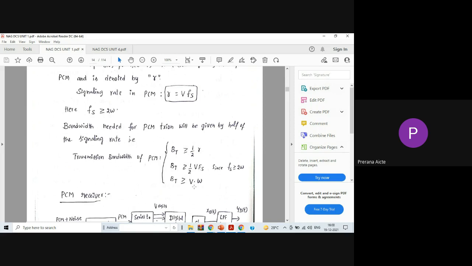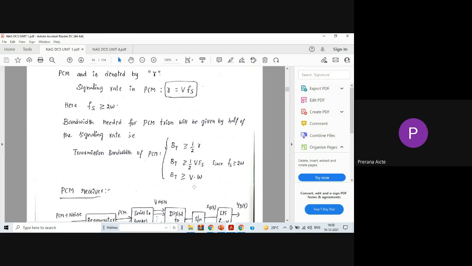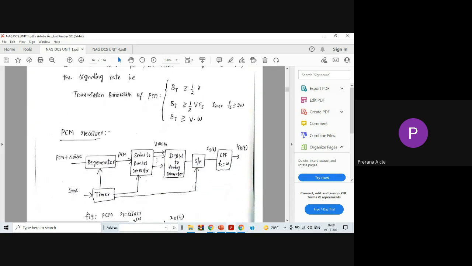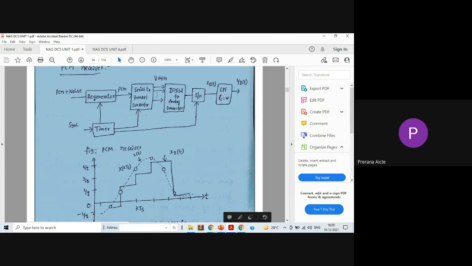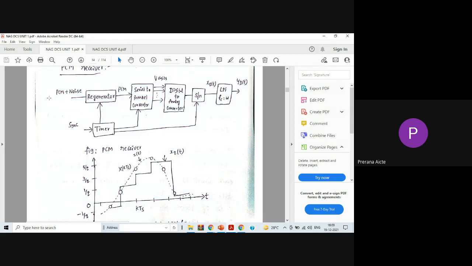What is that? The pulse code modulation transmitter part. Now we see the pulse code modulation receiver. What are the main components present in the pulse code modulation receiver? The first component is the regenerator, then the serial to parallel converter, then the digital to analog converter, the sample and hold circuit, then a low pass filter. So what happened? We are giving the input as the PCM signal. What is that PCM signal? It is nothing but the digital data, ones and zeros.